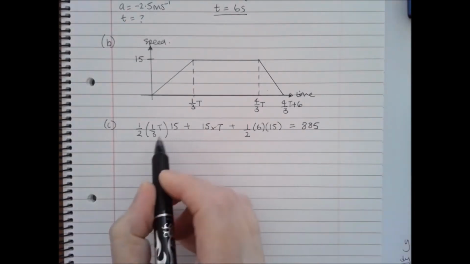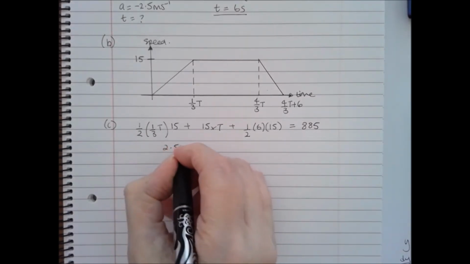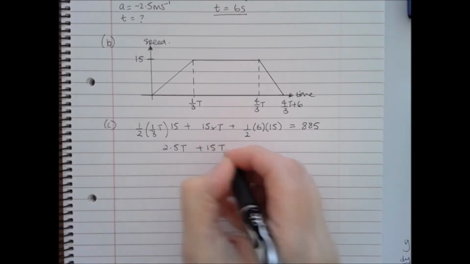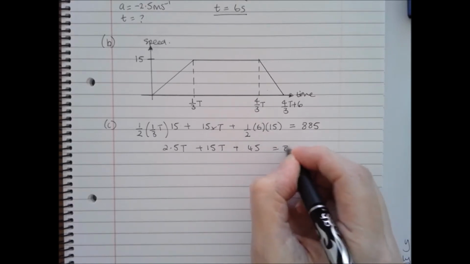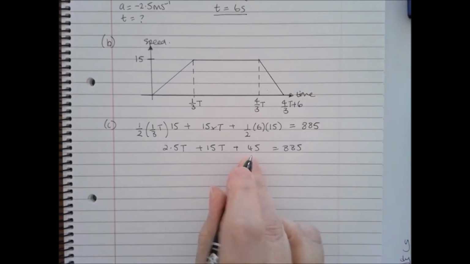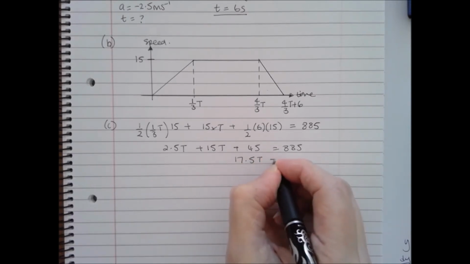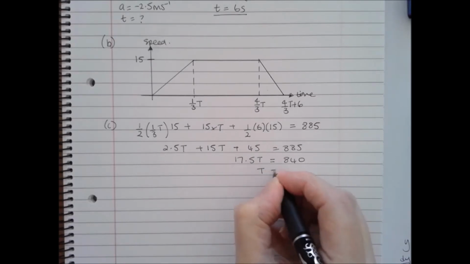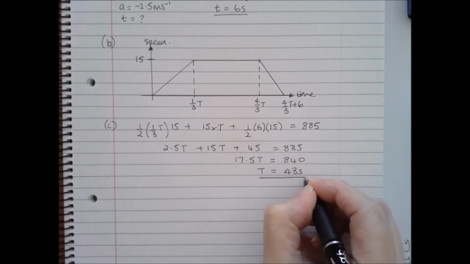885. If we do a bit of simplifying here, this becomes 2.5t. This is 15t in the middle, and this is 45. If we take the 45 off both sides, we've got 17.5t is equal to 840. So divide through by 17.5, and t comes out to be 48 seconds.